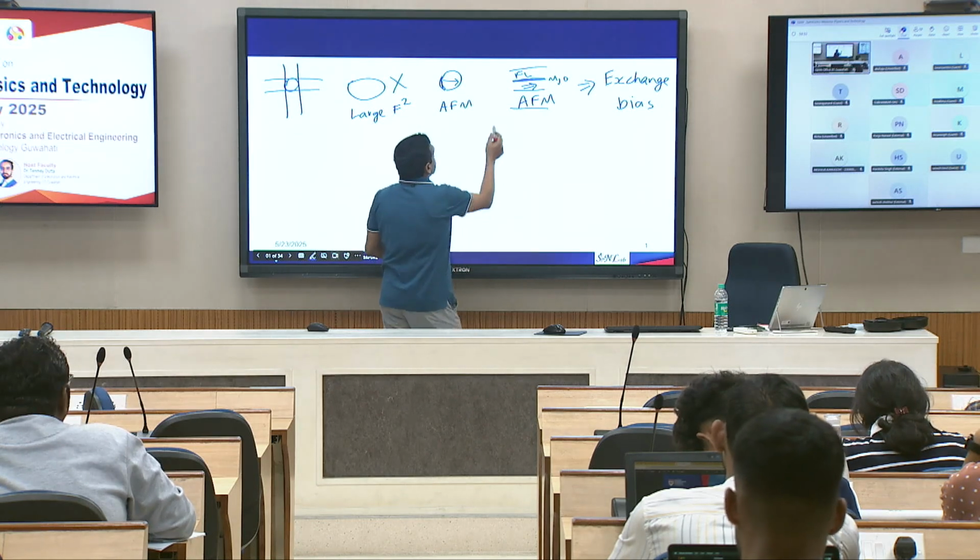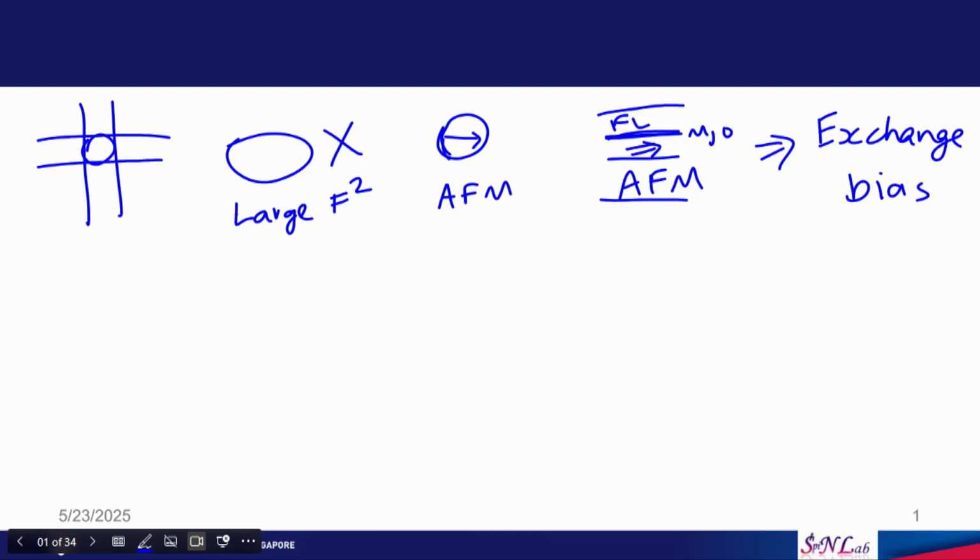But in this case, the reference layer can generate some stray magnetic field which can influence the magnetization direction of the free layer. So we want to reduce or eliminate the stray field from the reference layer.